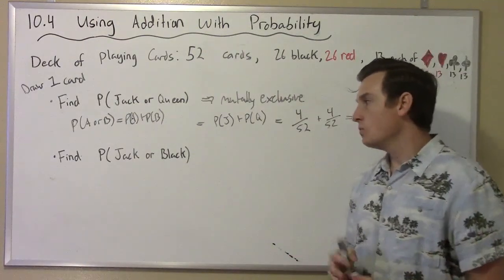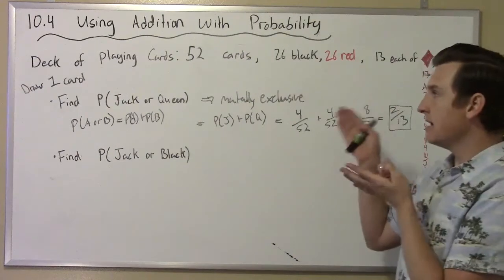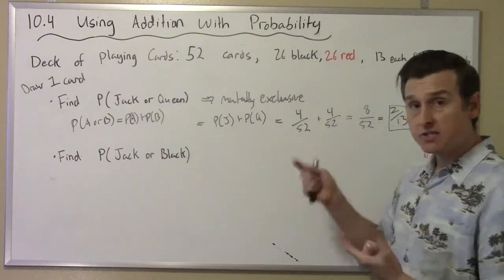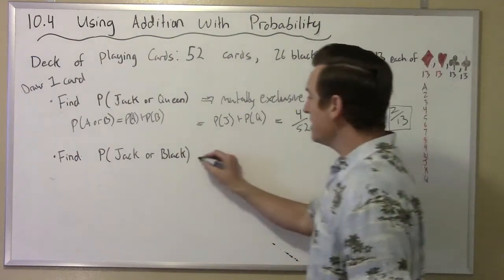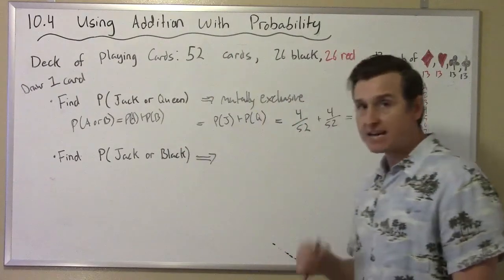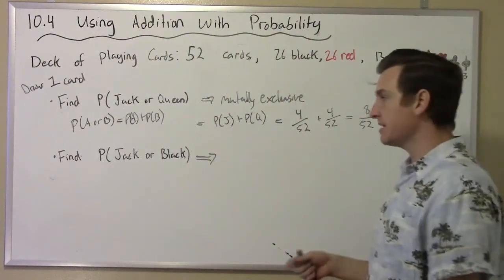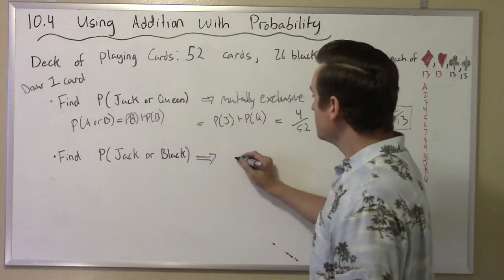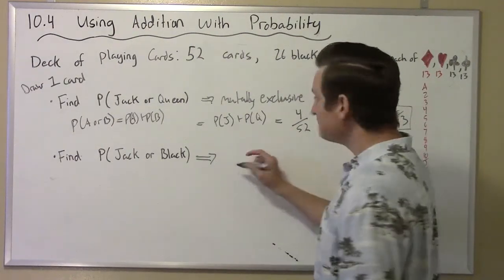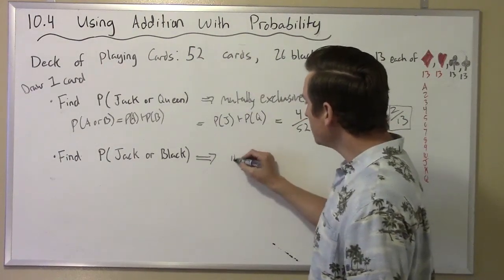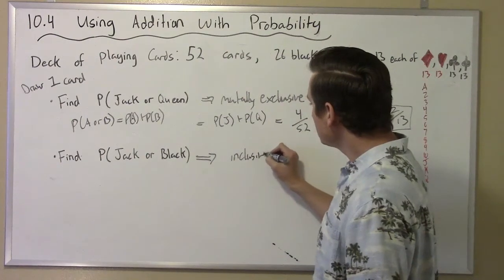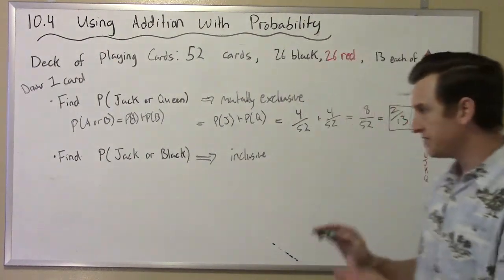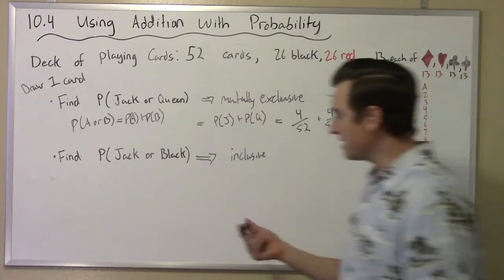All right, so let's find the probability of jack or black. So we've got to think about, is this mutually exclusive, or is this inclusive? Is there a way to pull a jack and a black card at the same time? And the answer is yes, there is, because there's 2 black jacks. So we're going to call this inclusive, which means that we have to use a different formula.